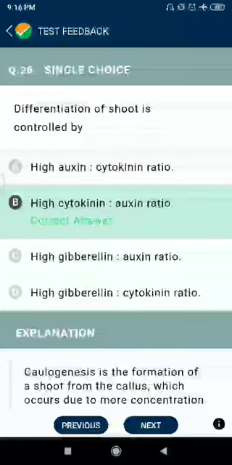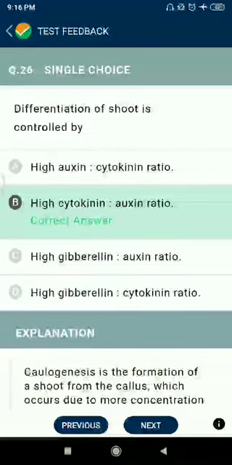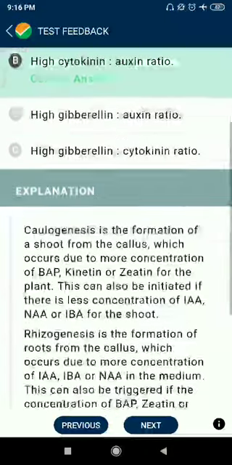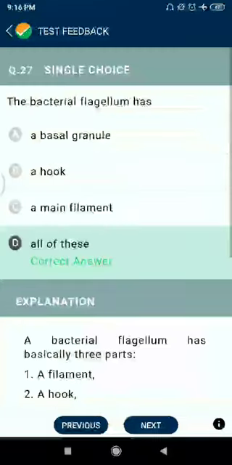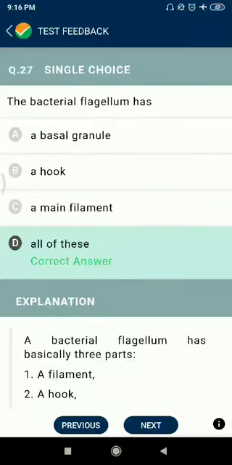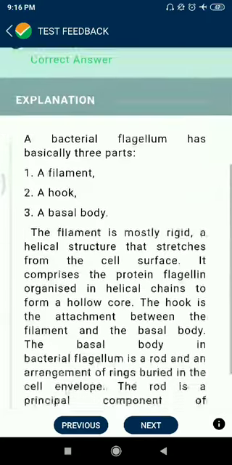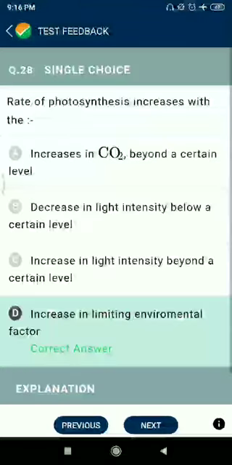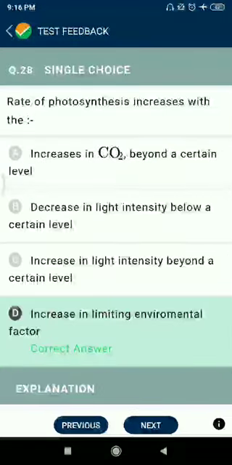Question number 26. Differentiation of shoot is controlled by high cytokinin auxin ratio. Question number 27. The bacterial flagellum has a basal body, granules, a hook, a filament. All of these are correct. Question number 28. Rate of photosynthesis increases with the increase in limiting environmental factor.